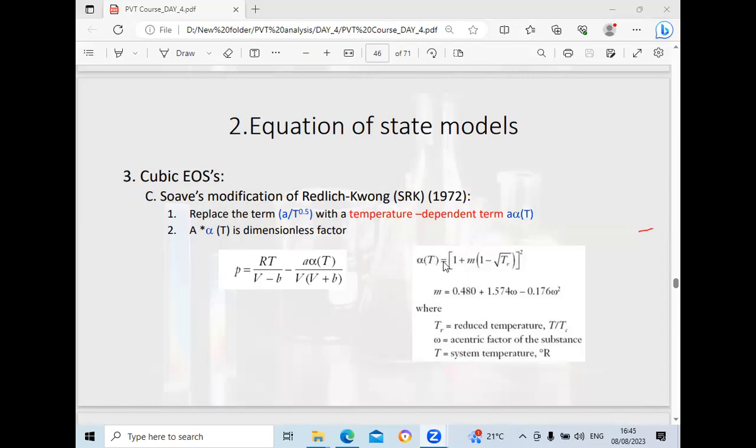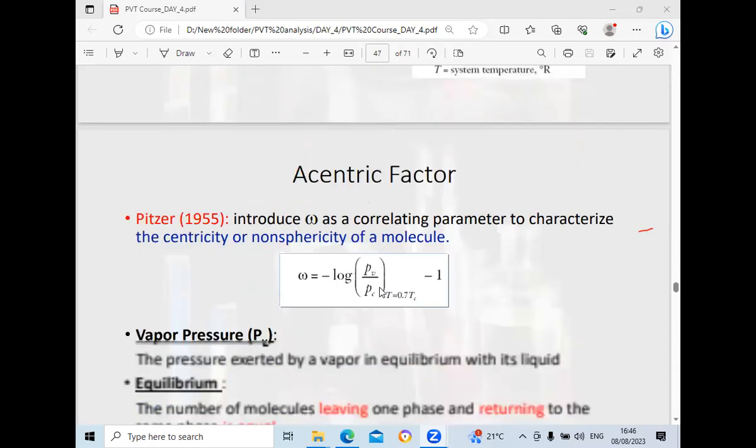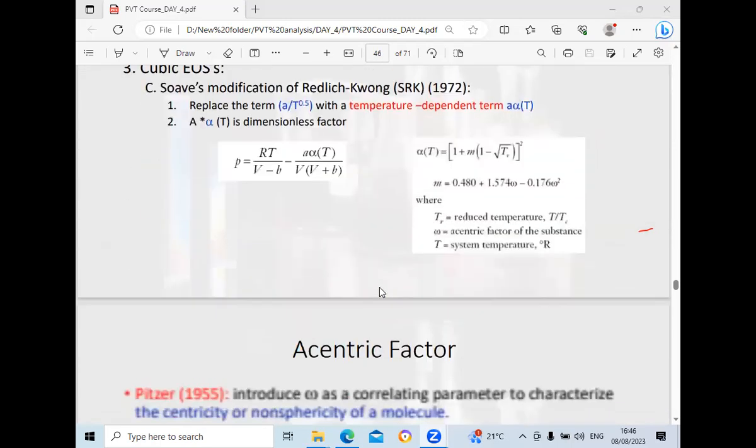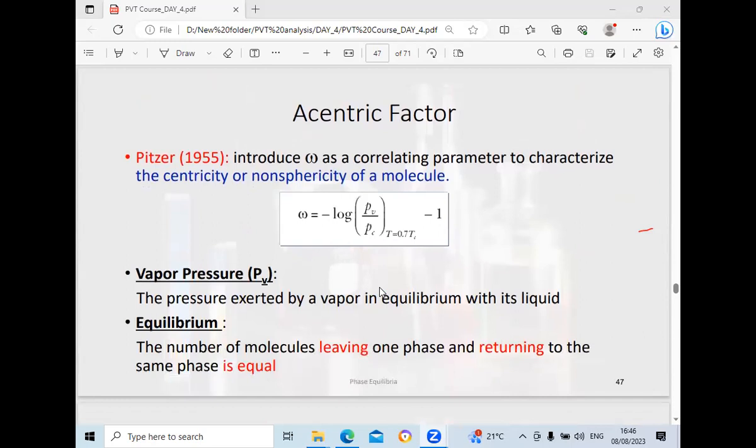That alpha can now be defined at every temperature condition. So alpha depends on the temperature condition, and alpha depends on m, and m also depends on another parameter called omega, which is the eccentric factor of the substance. So each substance has its eccentric factor. All right, so this is basically what we have on the equation of state. I will send the PowerPoint, which discusses the eccentric factor more.